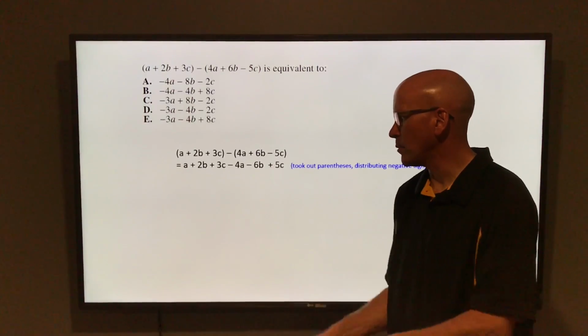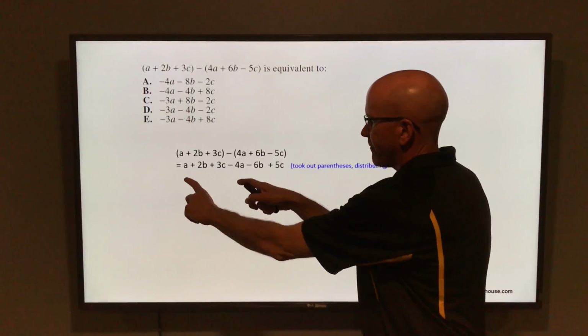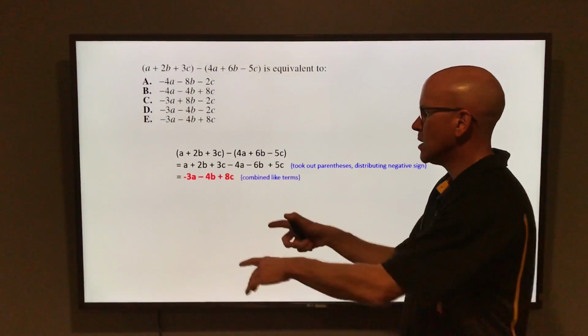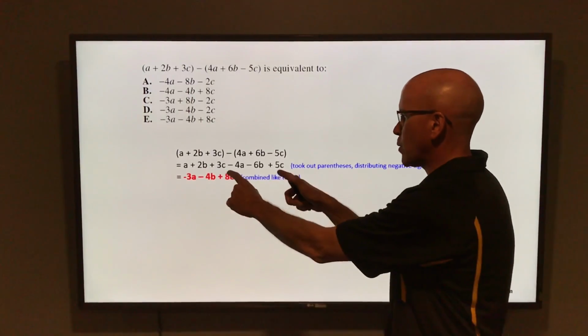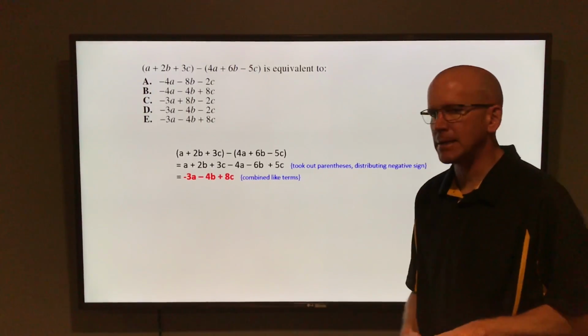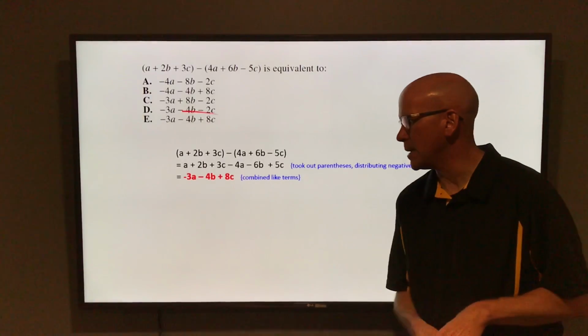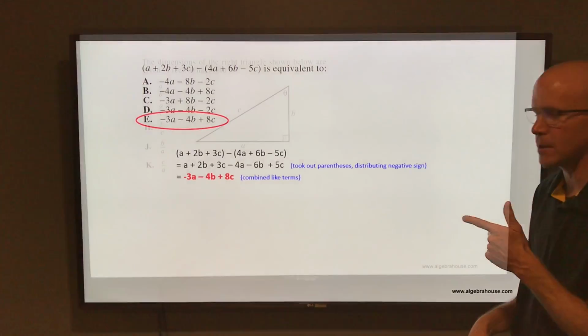Go back through and combine the like terms. Like terms here, we have a and 4a, that would be 5a. 2b and negative 6b, that is negative 4b. And finally, 3c and 5c, that is 8c. Negative 3a minus 4b plus 8c. Make sure you pick the right answer, letter E.